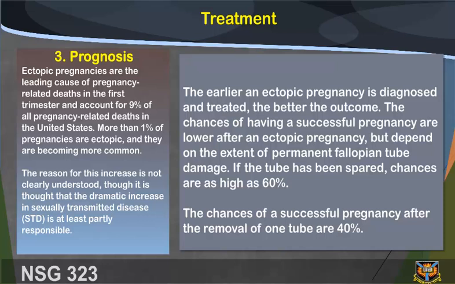More than 1% of pregnancies are ectopic, and they are becoming more common. The reason for this increase is not clearly understood, though it is thought that the dramatic increase in sexually transmitted disease, STD, is at least partly responsible. The earlier an ectopic pregnancy is diagnosed and treated, the better the outcome. The chances of having a successful pregnancy are lower after an ectopic pregnancy, but depend on the extent of permanent fallopian tube damage. If the tube has been spared, chances are as high as 60%. The chances of a successful pregnancy after the removal of one tube are 40%.